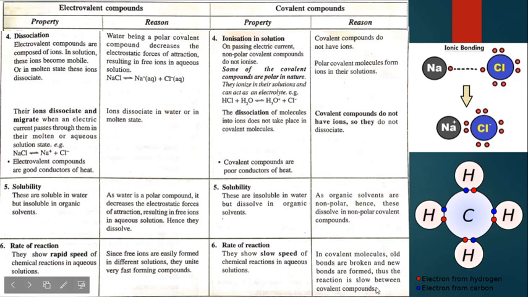We know that an electrovalent compound is in the form of ions, so it dissociates easily, hence the reaction is fast. Whereas the covalent compound is in the form of molecules, so it has to break the bond first, and then the new bond has to form. This takes much more time compared to electrovalent compounds. Hence, the rate of reaction is slow. Okay, students. Thank you.